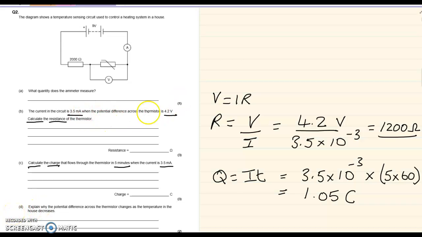Explain why the potential difference across the thermistor changes as the temperature in the house decreases. Now, lots of people got this the wrong way around. The resistance of the thermistor is bigger when the temperature goes down. So as the temperature falls, the resistance gets bigger, which means that the potential difference will have to go up. Okay? Why does the potential difference change? Because the resistance of the thermistor gets higher as the temperature falls, so the potential difference will get bigger.